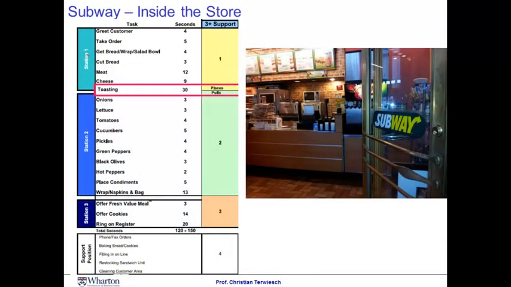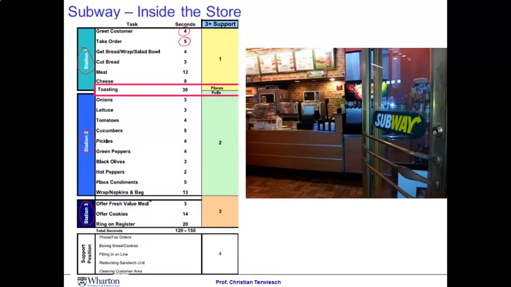Now, time to go inside the restaurant. From some training materials that Subway kindly shared with me, I now know that there are a couple of tasks that need to be carried out in order to make a sandwich. In this picture here, you see how there are three workers, three stations that are making Subway sandwiches in the store at this hour. The work starts at station 1 with greeting the customers. That takes 4 seconds, followed by 5 seconds to take the order.